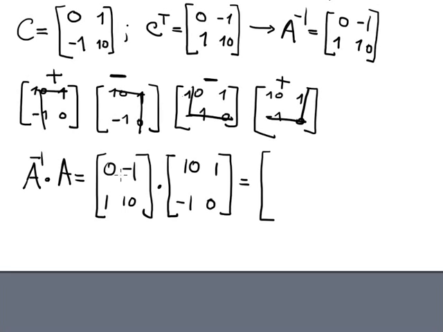Okay. Row number 1 times column number 1: 0 times 10 is 0, and -1 and -1, +1. Row number 1 and column 2 is 0 times 1, and this is 0. Everything is 0. Second row and first column is 1 times 10 is +10, 10 times -10 is 0 again. And the last, row 2 and column 2, is 1 times 1 is 1, and 10 times 0 is 0, is 1. It is the identity matrix again, of dimension 2, identity 2.